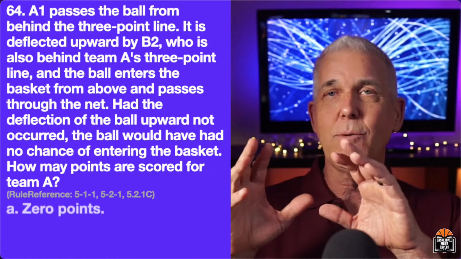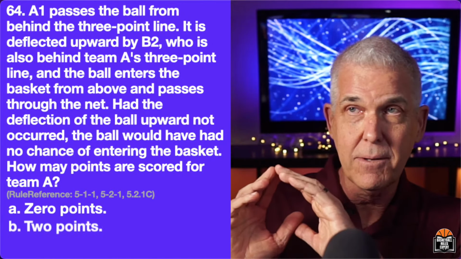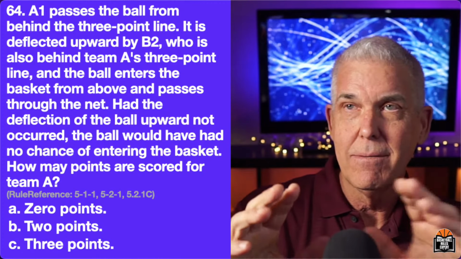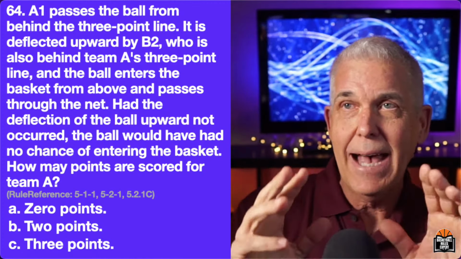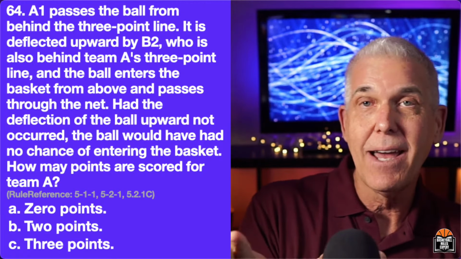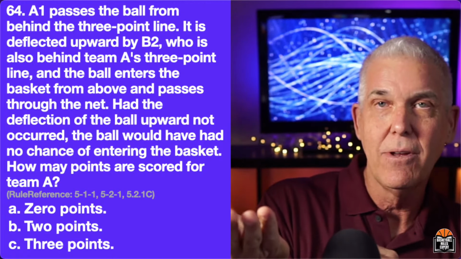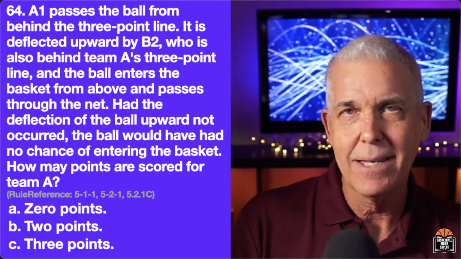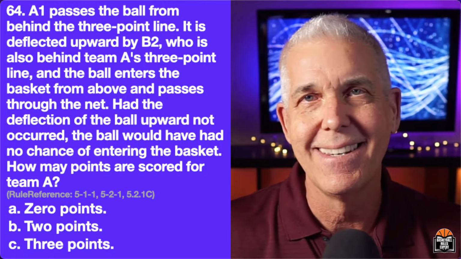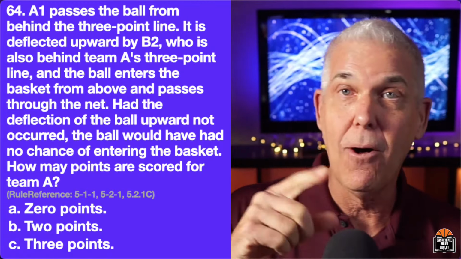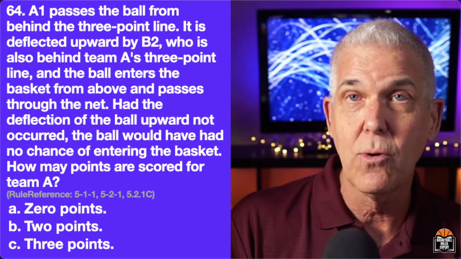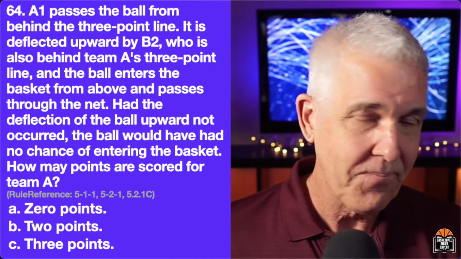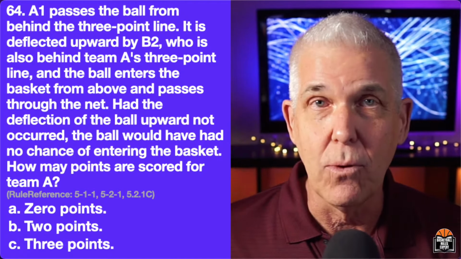So it sounds like we have a player beyond the 3-point arc who's passing the ball. It says here, passing the ball, it's deflected by an opponent of the passer upwards, and it passes through the goal, passes through the basket. What are we going to do in this situation? Well, any live ball that passes through the goal is going to count as a goal. So is this a 2-point or a 3-point goal? This is a 3-point goal by rule.